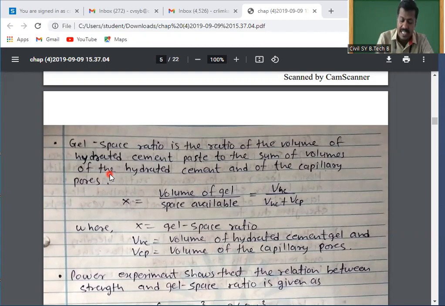Because if those pores get filled with some material, it may be cement, it may be supplementary cementitious material, or any other filling material, what will happen? The air void percentage goes on decreasing. If the percentage of voids goes on decreasing, definitely concrete will gain more strength. That is why it is important for us to understand this gel space ratio. And if there are more voids in a given concrete, what will happen? Concrete is going to gain strength, but on the lower side because of the presence of more voids.